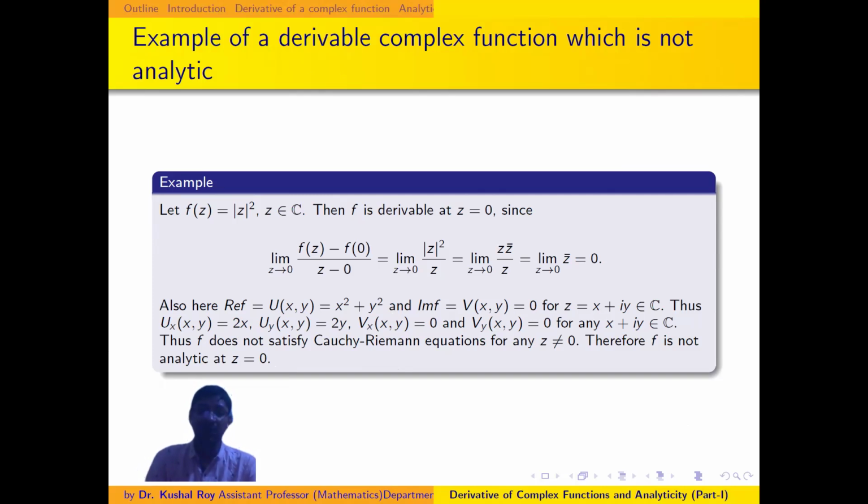It is very much clear that for z not equal to 0, either x not equal to 0 or y not equal to 0. In that case, either u_x not equal to v_y or u_y not equal to minus v_x. Therefore, f doesn't satisfy Cauchy-Riemann equations for any z not equal to 0, and therefore f is not analytic at z equal to 0. But here it is clear that f is derivable at z equal to 0.